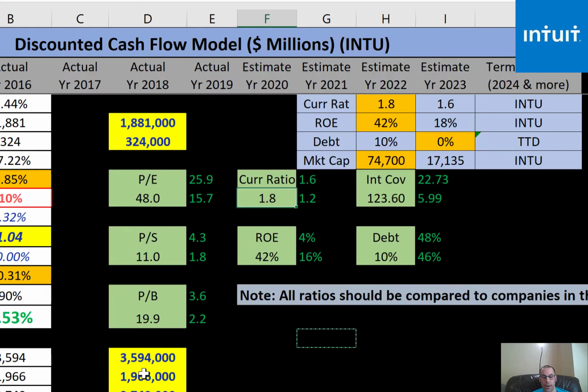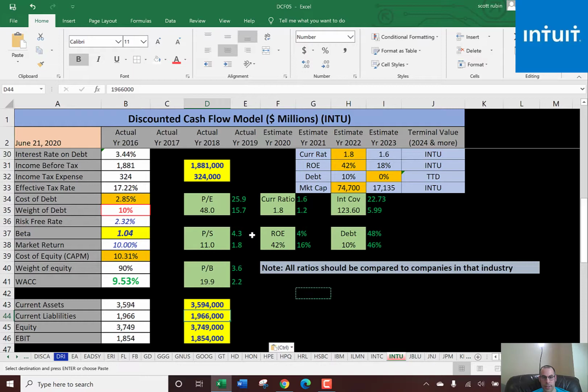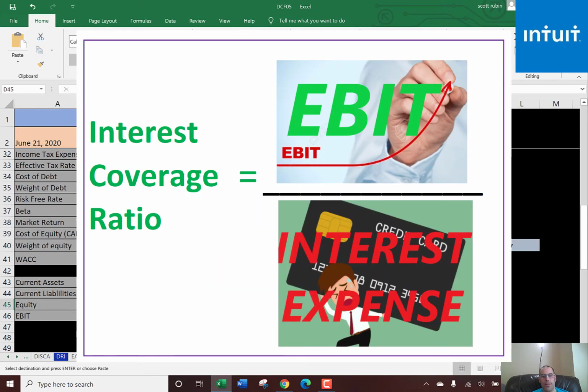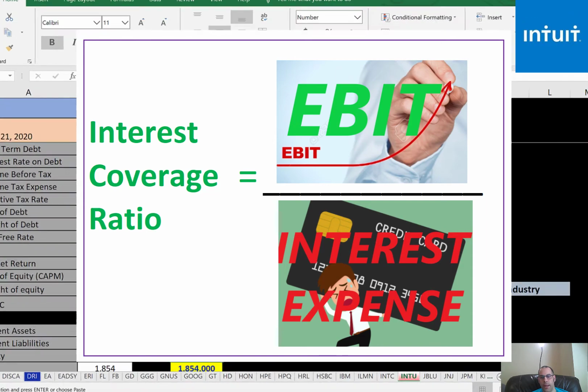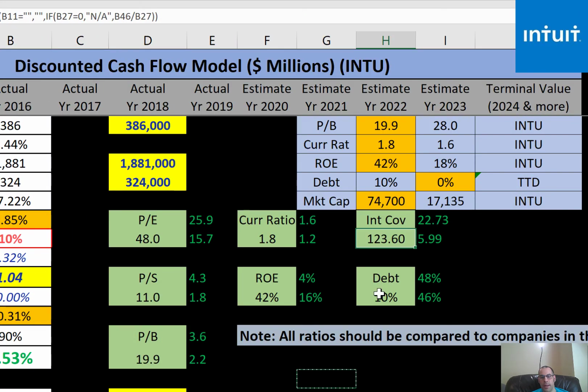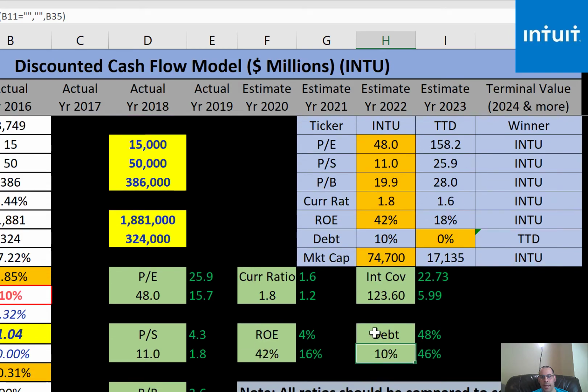Next is current ratio, which is current assets over current liabilities. And they have enough in their current assets, $3.6 billion, to cover their current liabilities of $2 billion. So that's good. Really high ROE. Next is interest coverage ratio, and they're fine. They could easily cover their interest payments. Next is debt. They only have 10% debt in that capital structure.